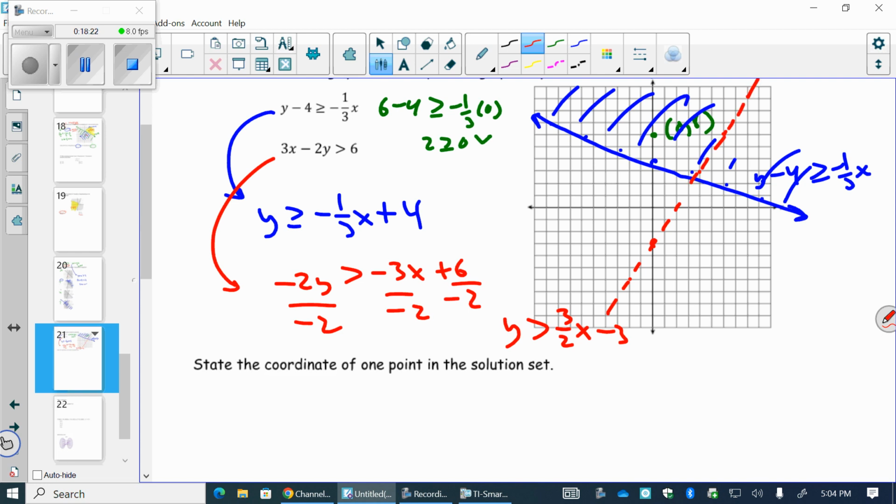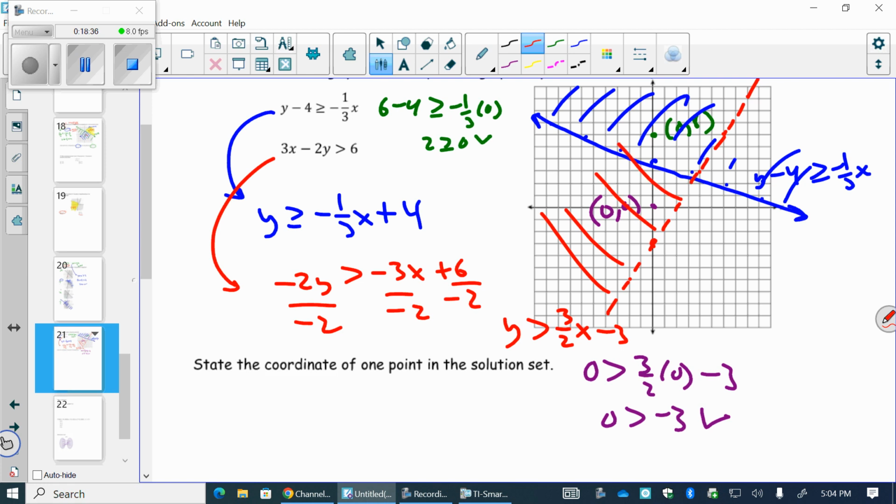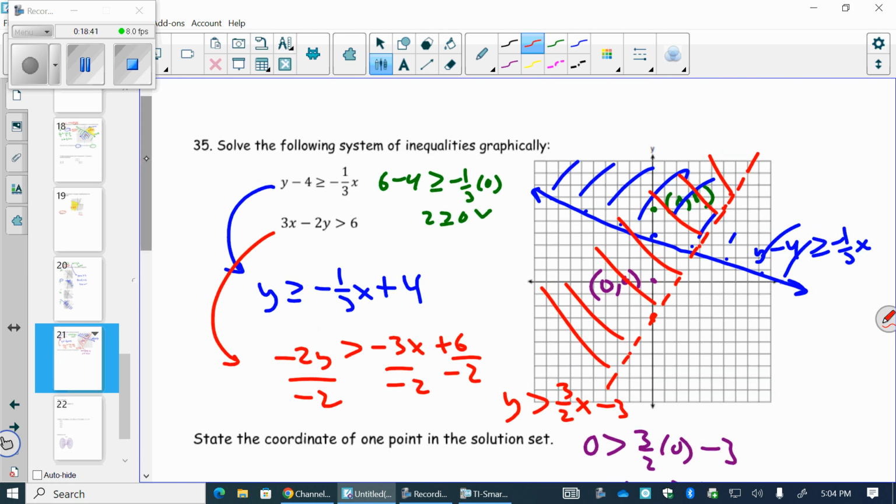You need to test. I'm going to test the point 0, 0. It's not on the line. Plug it in here, get 0 is greater than 3/2 times 0 minus 3. 0 is greater than -3, which is true. So I should shade above this line. And now you can see the double shaded area, this area up here, is considered the solution.